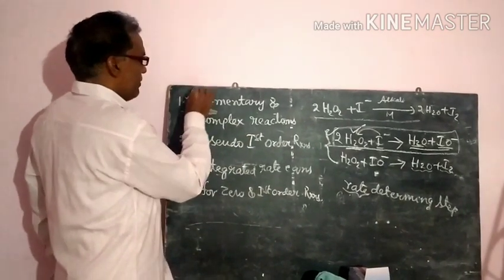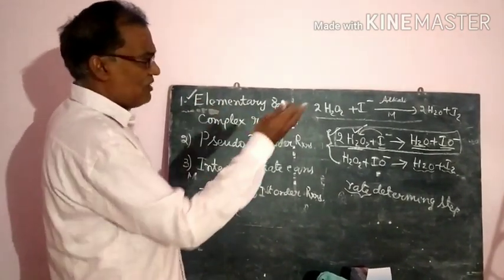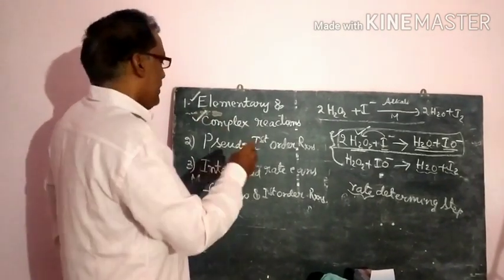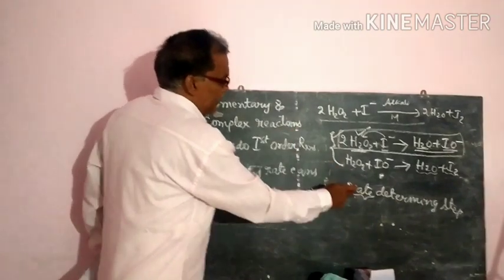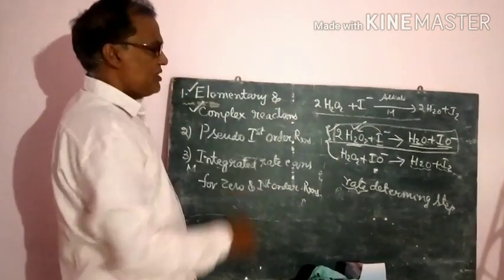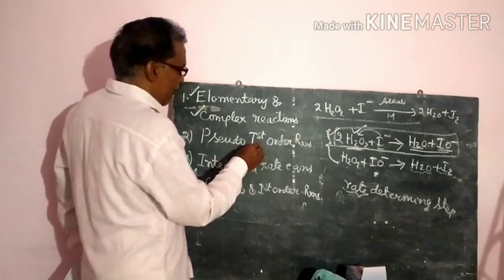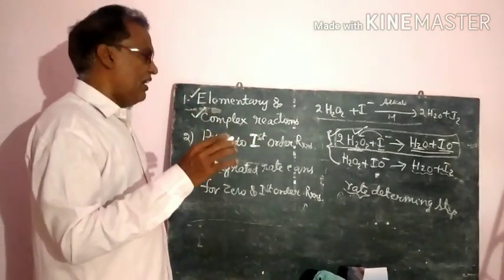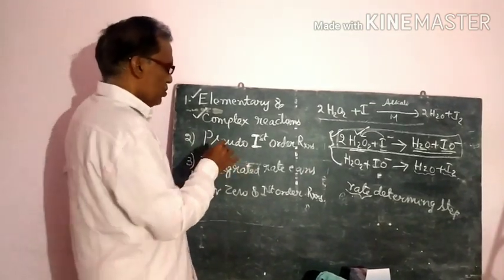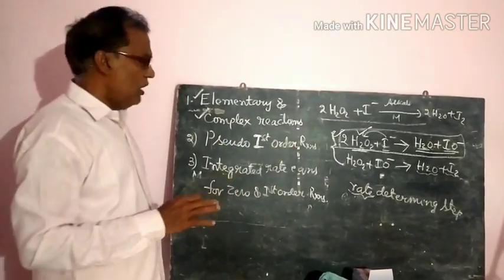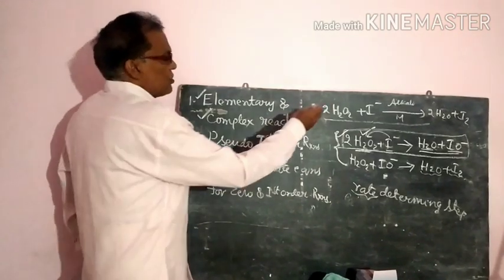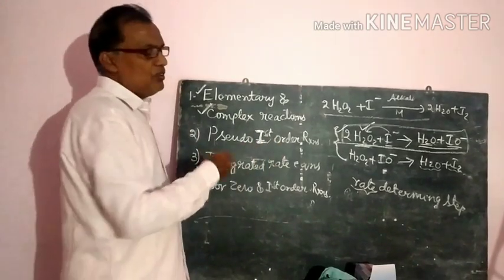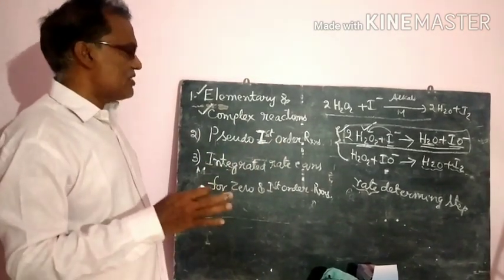So we learned that one. An elementary reaction means one which takes place in one step. Complex reactions mean those with more than two or three steps, and in a complex reaction, the rate determining step is the slowest step of the reaction. And pseudo first order reactions: pseudo means appearance. They appear to have one order, but they follow another order. If a reaction appears to be second order, but experimentally it shows first order, we call it a pseudo first order reaction.